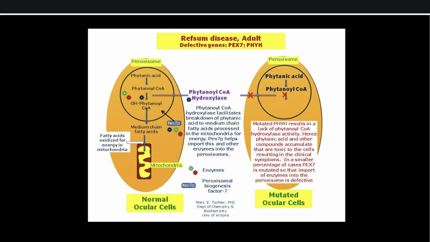Refsum. Now, Refsum, as I said, you see the image right here. Phytanic acid is supposed to be broken down and used by the mitochondria for energy. But here you don't have the enzyme working, and eventually it all accumulates and it leads to toxicity within the peroxisome, right?